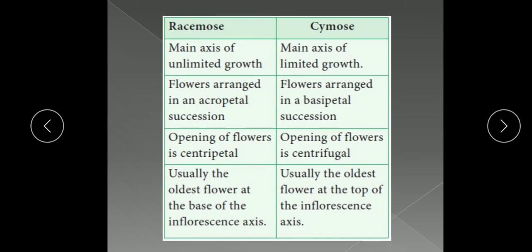Let me study their differences here. In racemose the main axis shows unlimited growth, in cymose the main axis shows limited growth. In racemose, flowers are arranged in acropetal succession, as I explained just now. Here they are arranged in basipetal succession. In racemose, opening of flowers is centripetal. Here opening of flowers is centrifugal. In racemose, usually the oldest flower is at the base of the inflorescence. Here the oldest flower is at the top of the inflorescence axis.